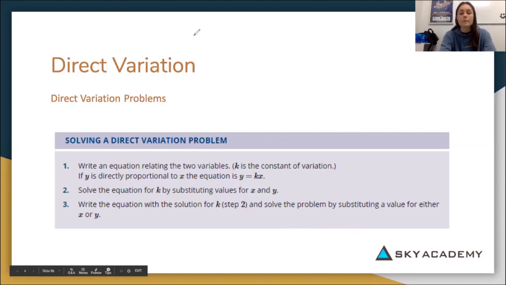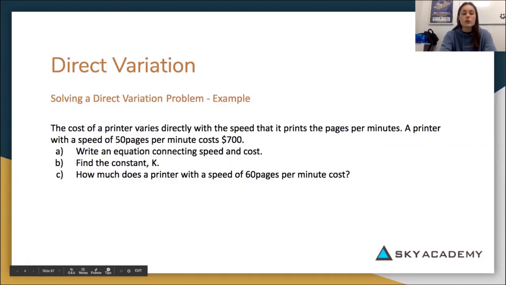So here we have the cost of a printer varying directly with the speed that it prints the pages per minute. So if the cost increases, then that must mean that the speed that it prints the pages increases too. A printer with a speed of 50 pages per minute costs $700. So there are two variables, the speed and the cost. And we can find the connection between 50 and 700 to then answer other questions.